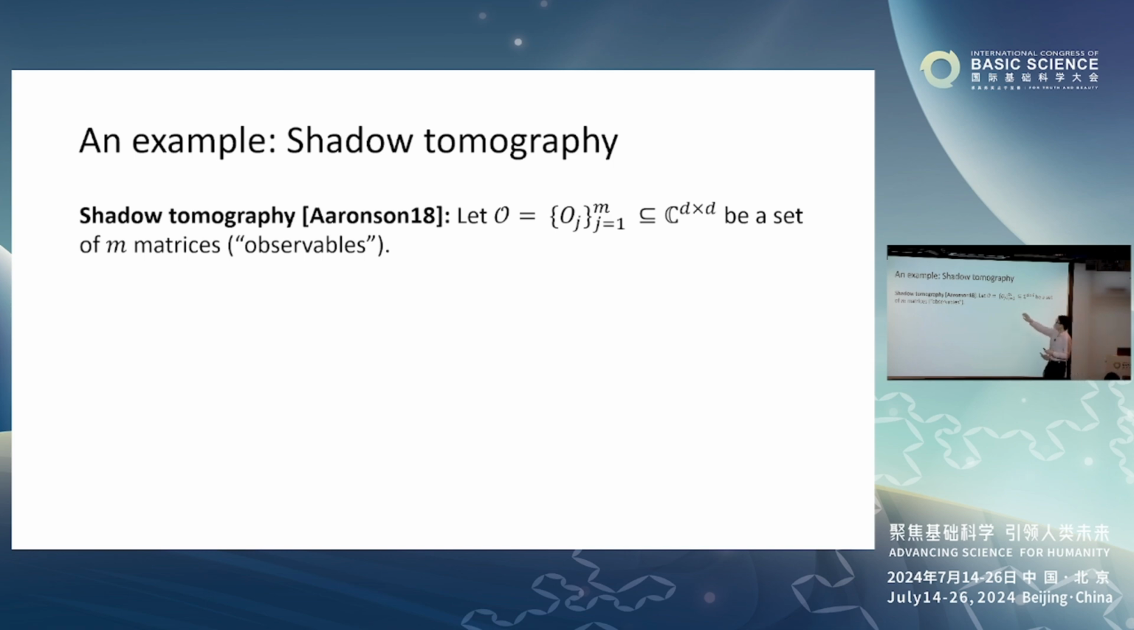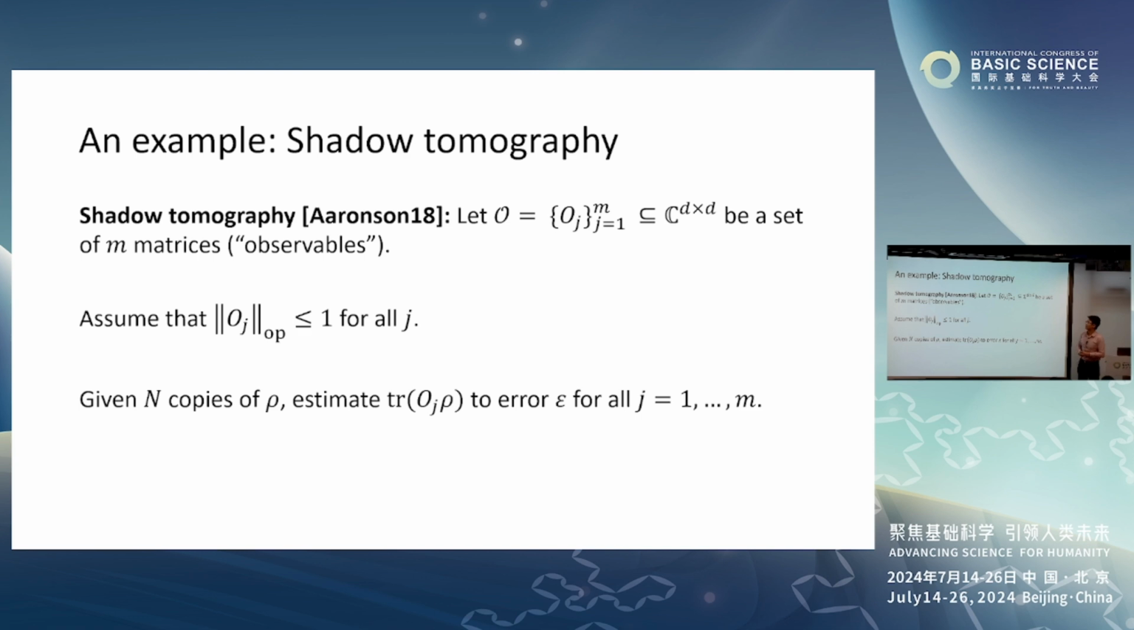So here we have a collection of M observables. These are matrices with the property that their spectral norm is at most 1, for all j being 1 through M. And now your goal is the following. You're given n copies of some unknown state rho, and your goal is to estimate the trace inner product of O sub j rho for all j to additive error epsilon. And the goal is to do this with as few copies of rho as possible. So the question again is how large does n have to be?